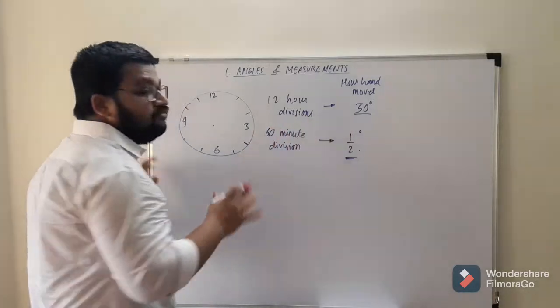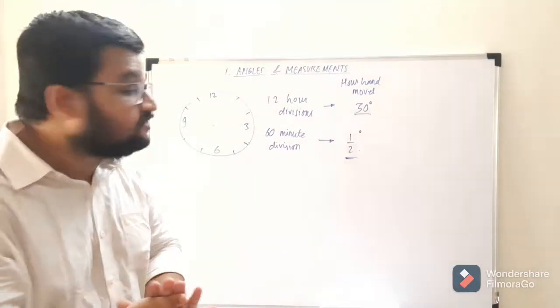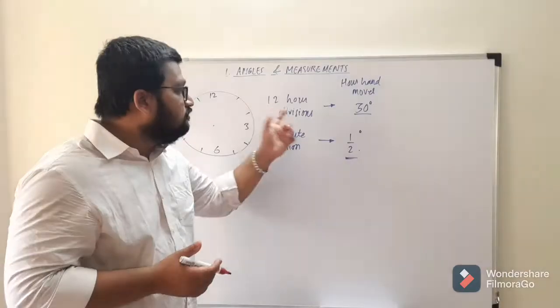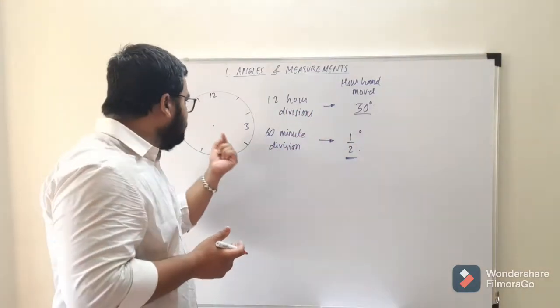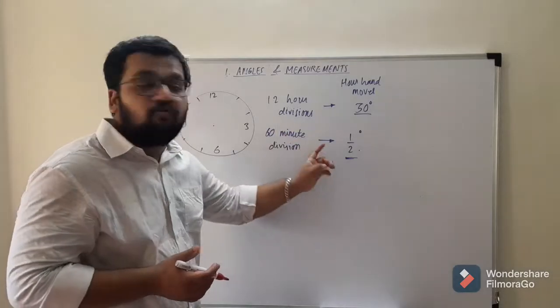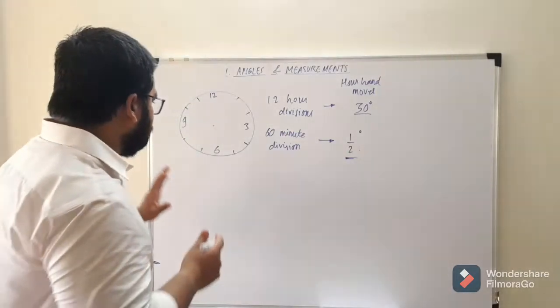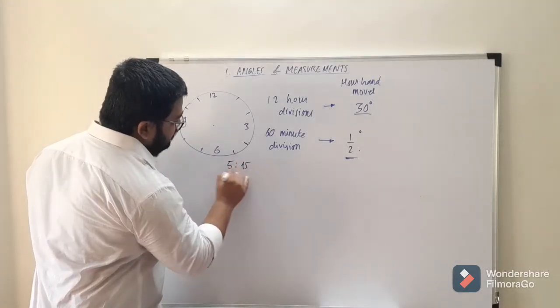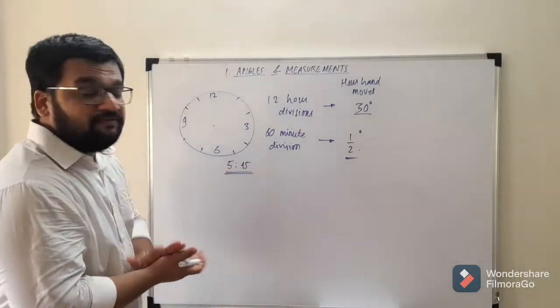So this is what we have to consider while solving this kind of problem. In 1 hour, the hour hand will move 30 degrees, and in 1 minute, the hour hand will move half a degree. Okay. So suppose the time is 5:15, 5 hours 15 minutes. We have to calculate the angle.